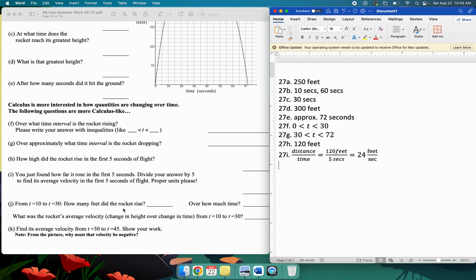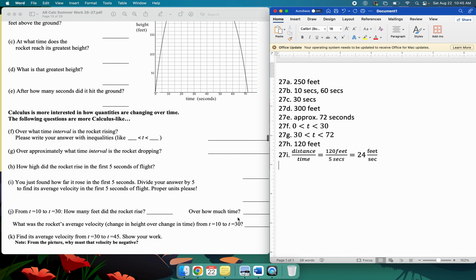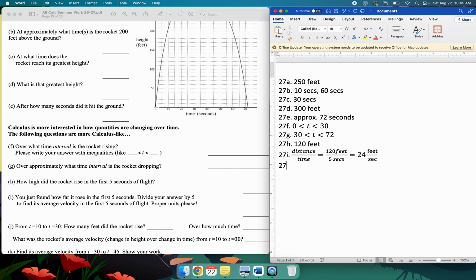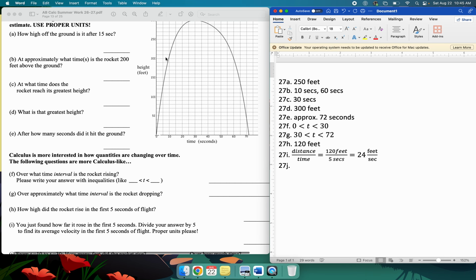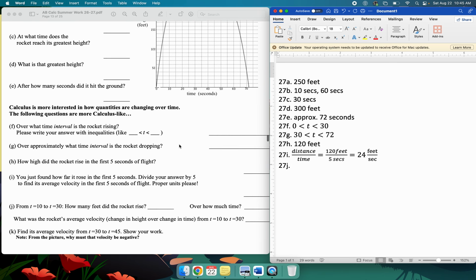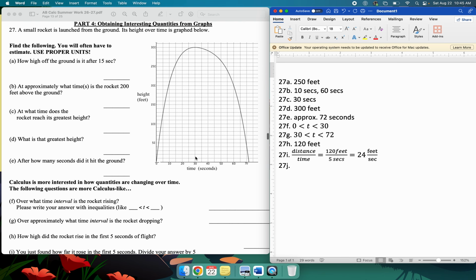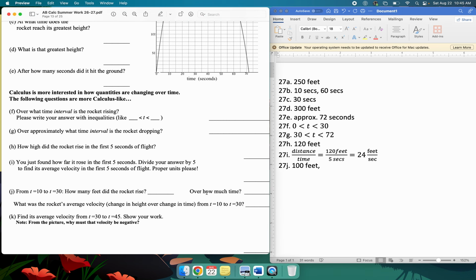27J, from t equals 10 to 30, how many feet did the rocket rise? Over how much time? And then what was the average velocity from time 10 to 30? So let's go through that. So at time 10, looks like it's here at 200. And then at time 30, looks like it's here at 300. So from 200 to 300, that's 100 feet is how far it went. And how much time elapsed? Obviously 20 seconds.